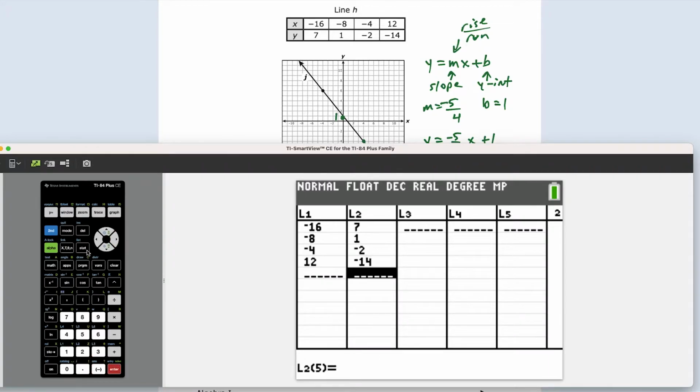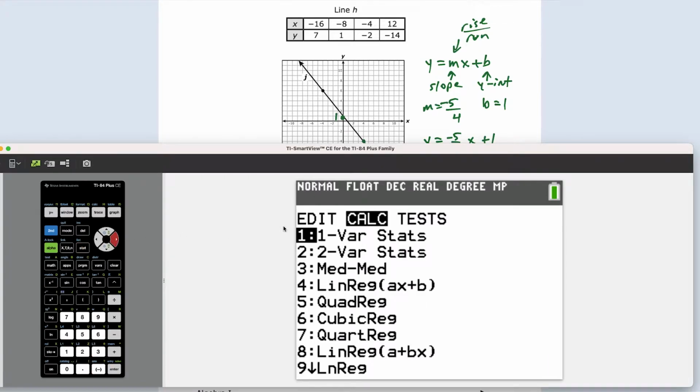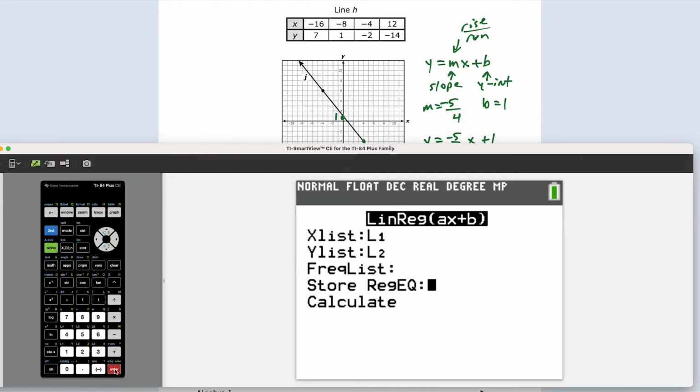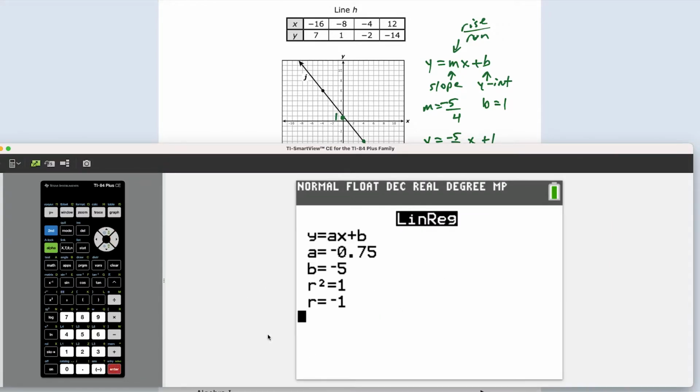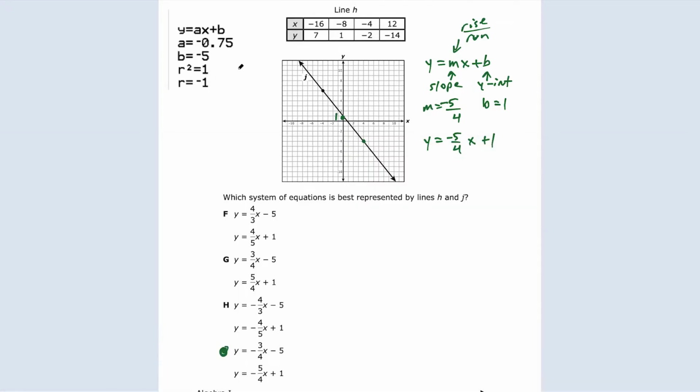And now once we have all the data in, we're going to press stats. We're going to go over to calculate, so we're going to press the right arrow. And then we need a linear regression because we want the equation of a line. So I'm pressing number 4, and I'm going to keep pressing enter till we get to calculate. And this gives us all the information we need. So now we just write everything out.